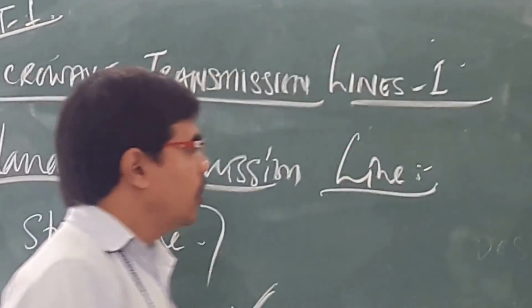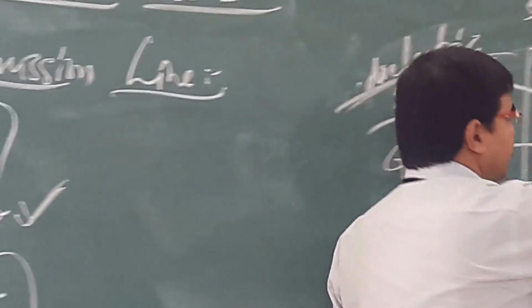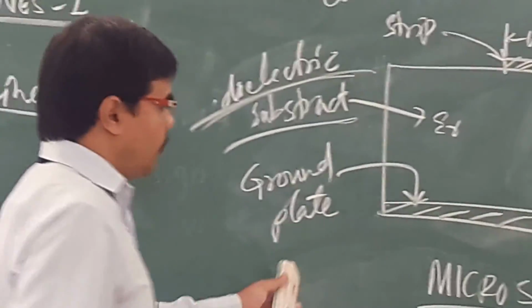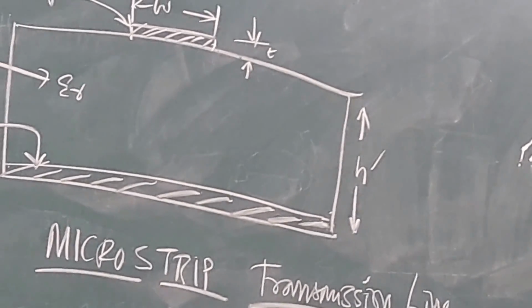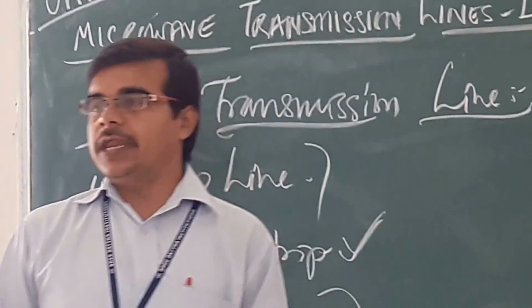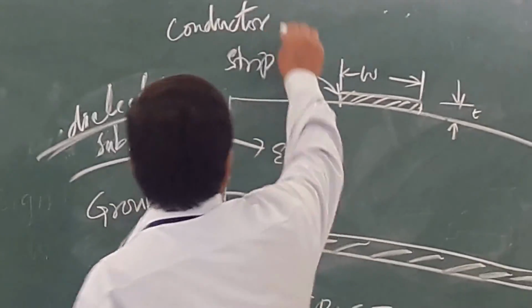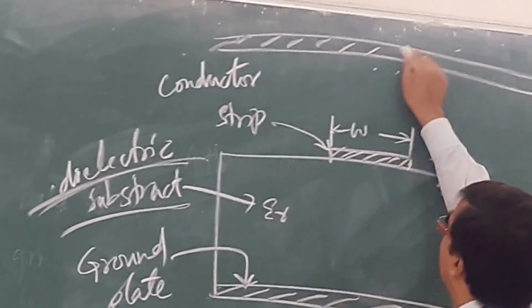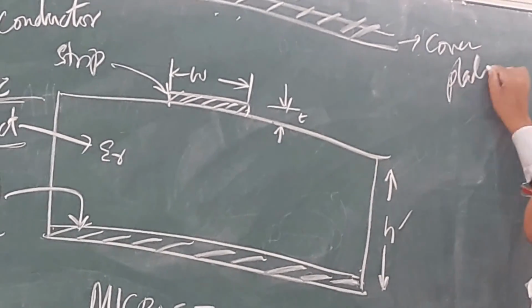If you are seeing your conductor strip, it is having a certain width, a certain thickness will be there, and you will have the height with respect to your ground plate. So let us assume that small h is the height. Okay, so this is the construction of your microstrip. There we can introduce some cover plate. This will act for shielding purpose. So this is your cover plate.